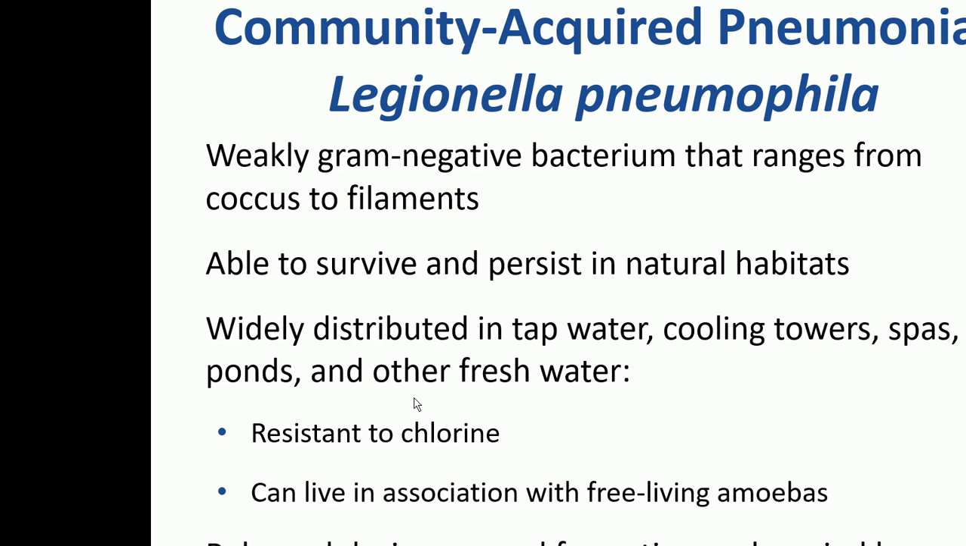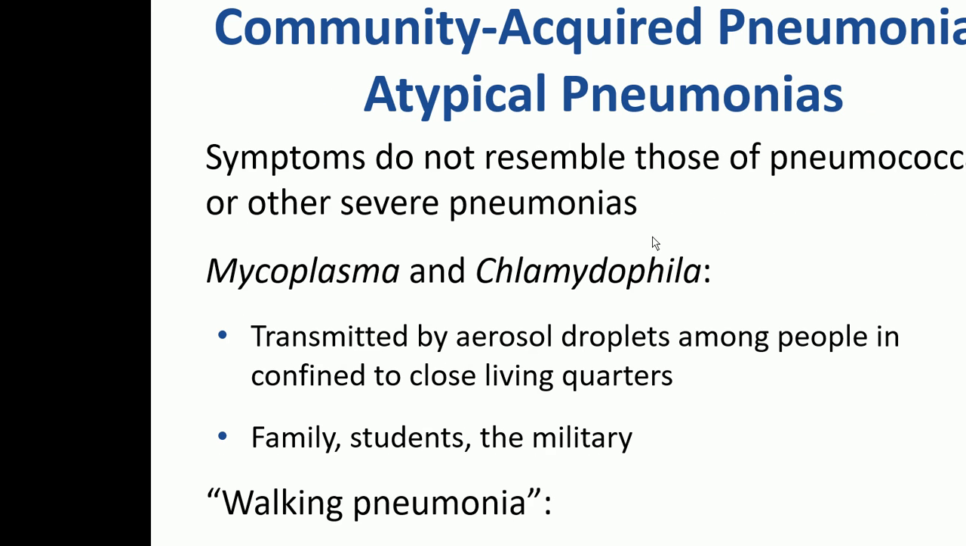Then Legionella pneumophila. This is basically a gram-negative bacteria that ranges from coccus to filaments, able to survive and persist in natural habitats. And the next is by Mycoplasma and Chlamydophila. The symptoms do not resemble those of pneumococcal or other severe pneumonia, so that is why this is called atypical pneumonia.